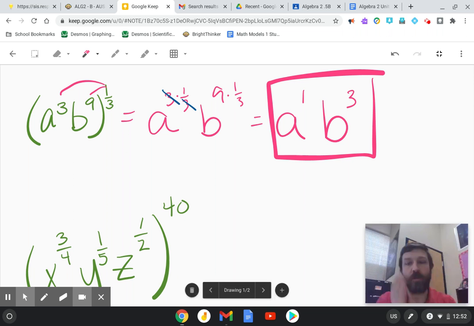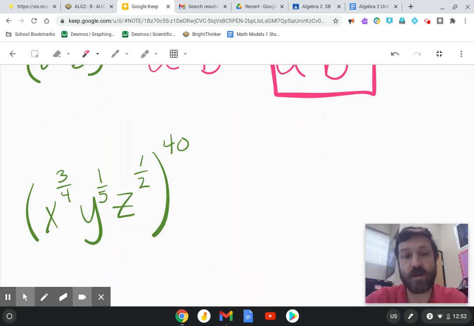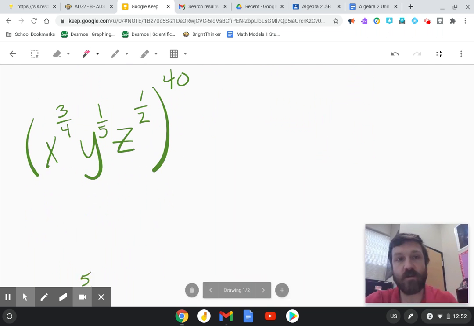So really, I'm just multiplying those exponent numbers. Feel free to use a calculator if you need to. You just do 3 times 1/3, 9 times 1/3, and then you get your exponent answers there. So most of this lesson is going to be doing these types of things. Here's another example right here. So I'll use the calculator for this one.